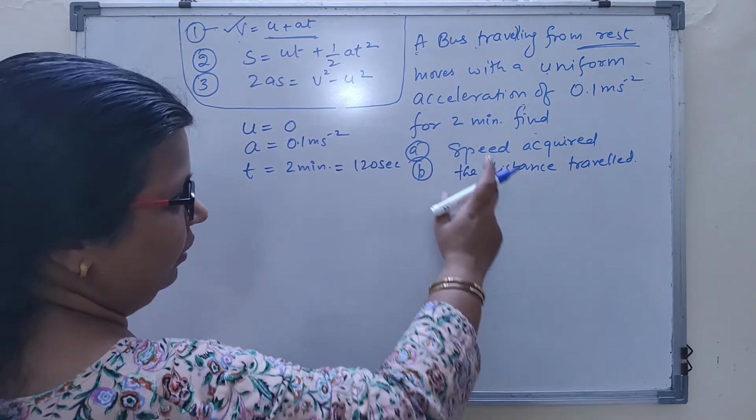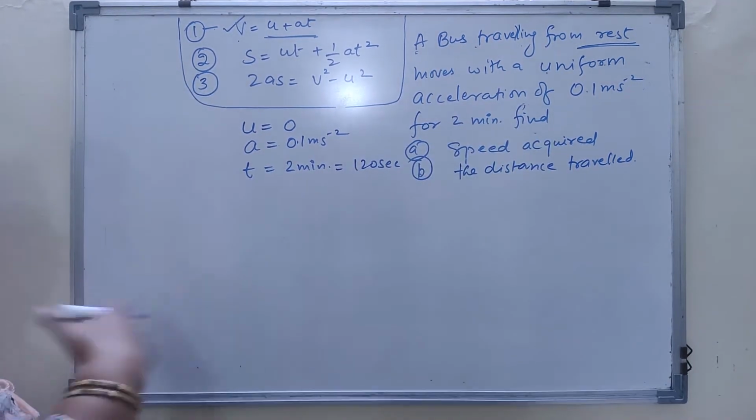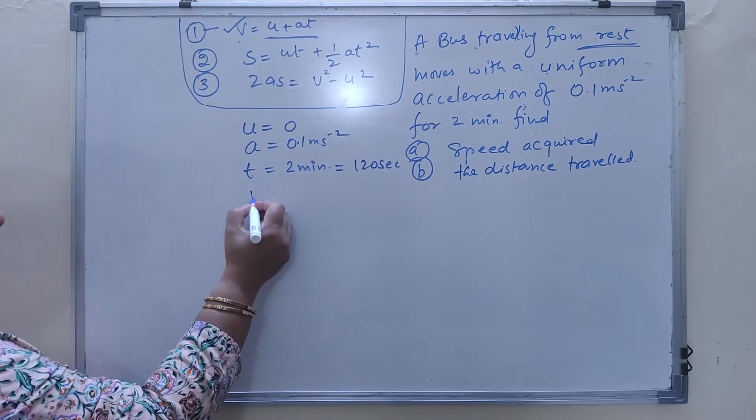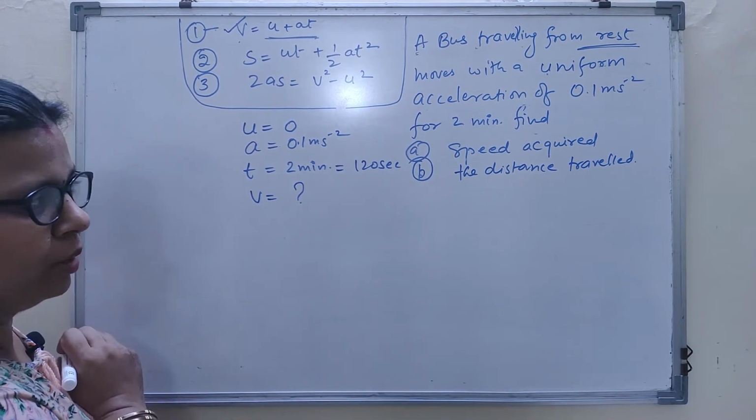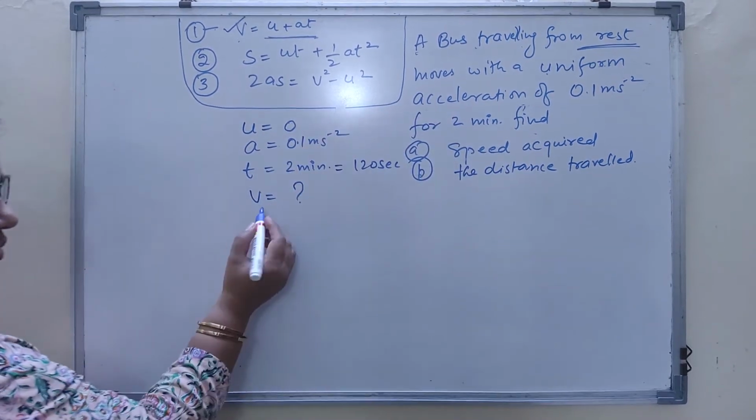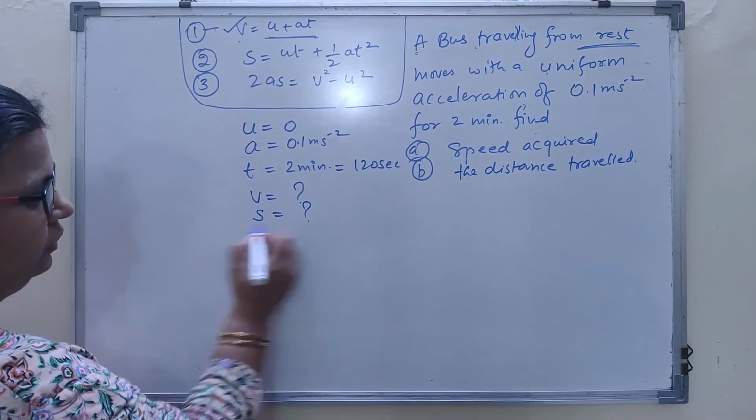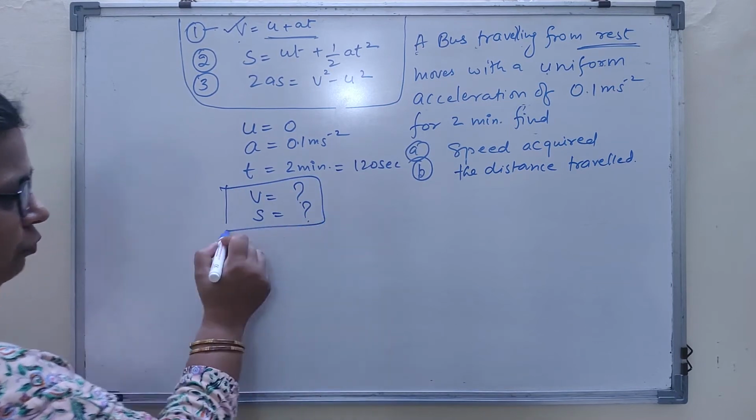Now what is required? Speed acquired means after traveling, how much speed it will get. So v we should calculate. Put a question mark here. The distance traveled, distance symbol is s, so we have to calculate the distance also. These are the two things that we have to calculate.